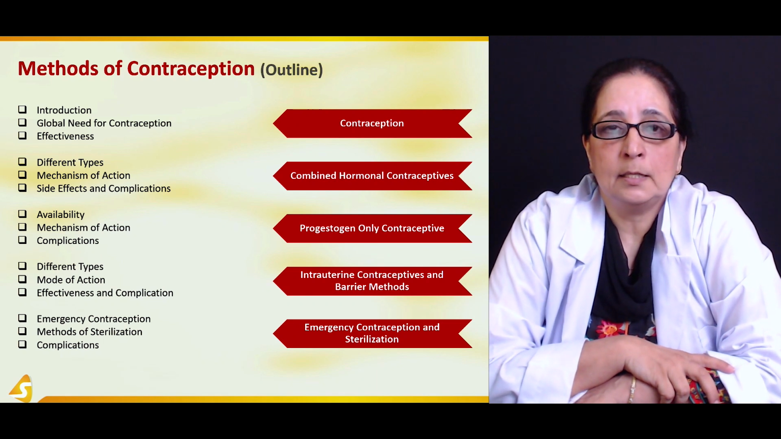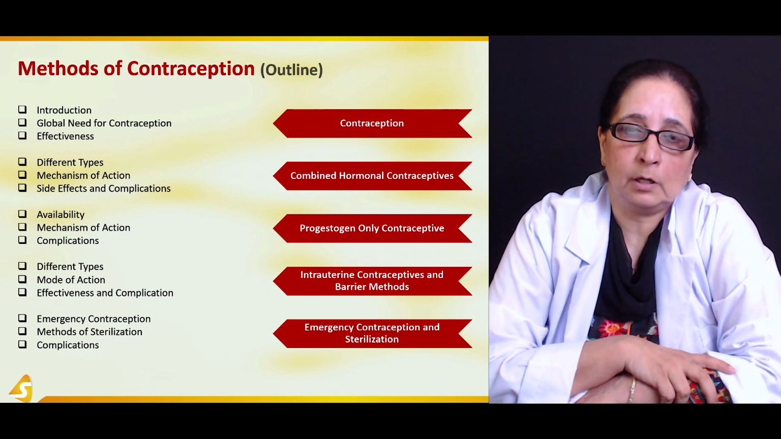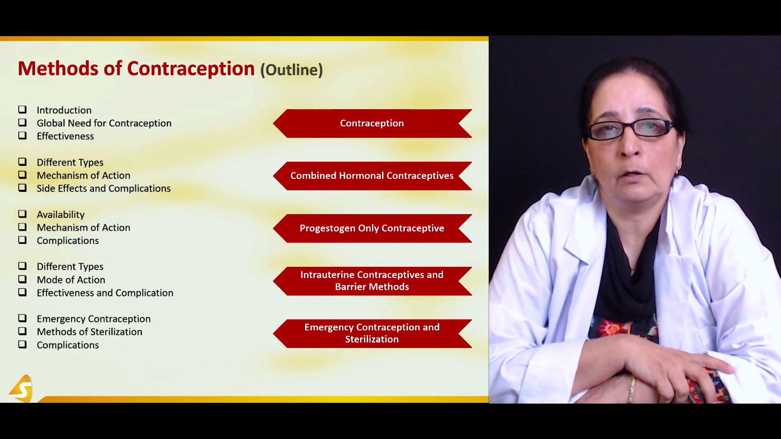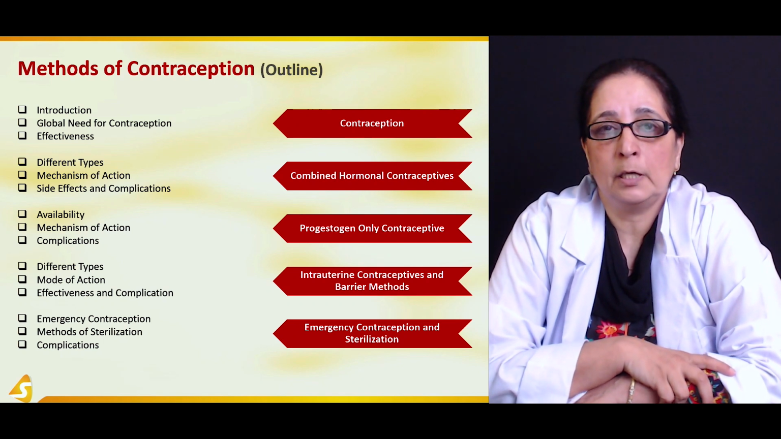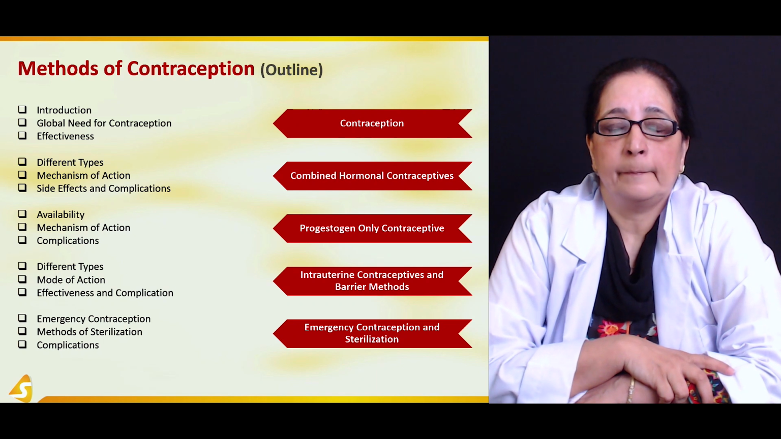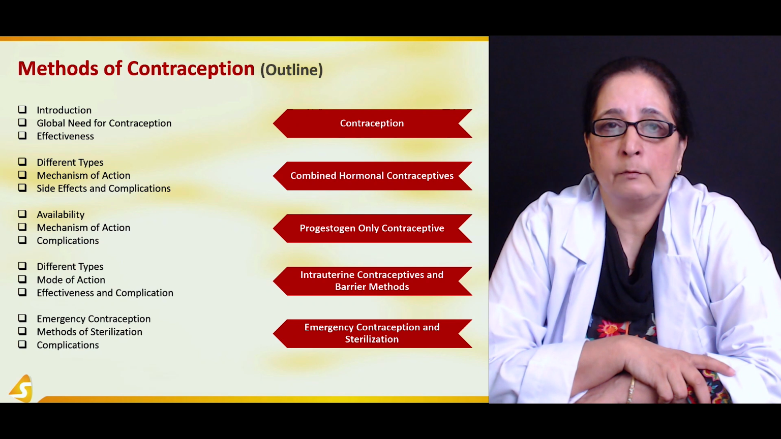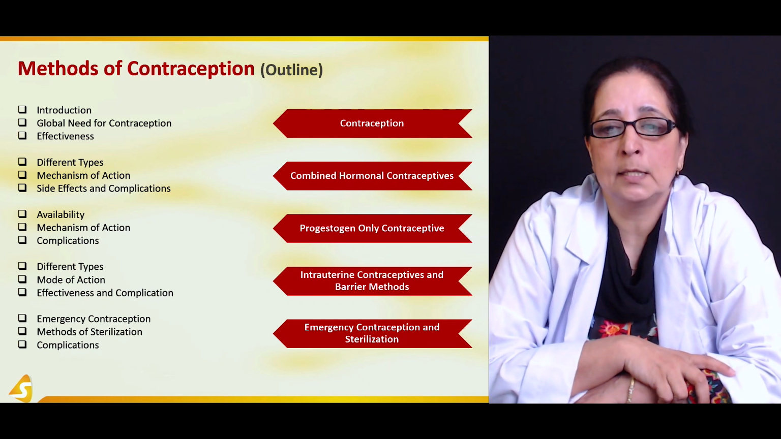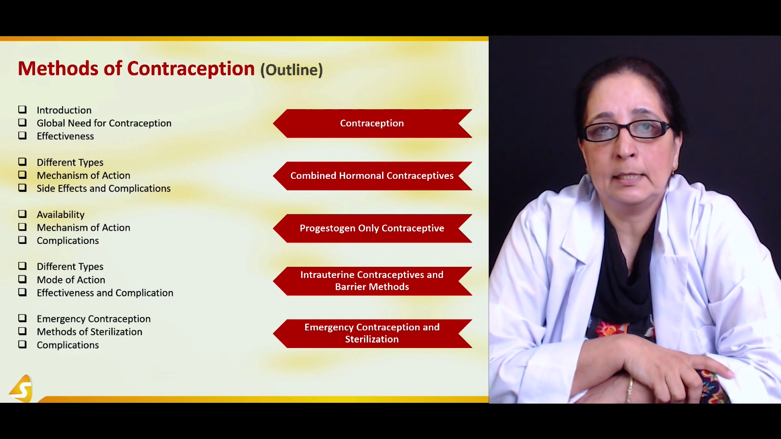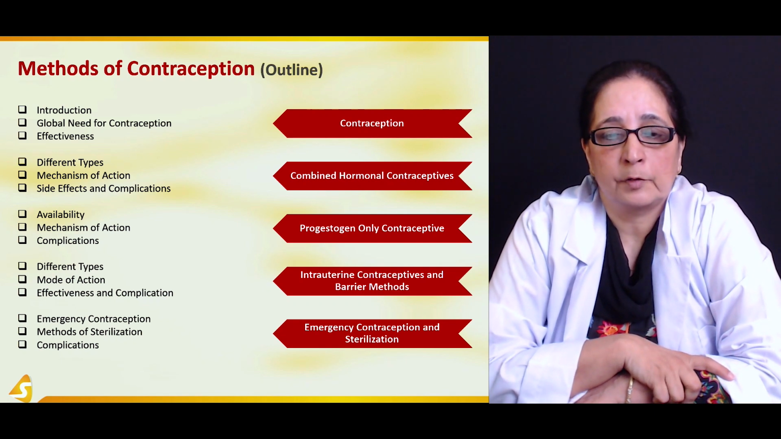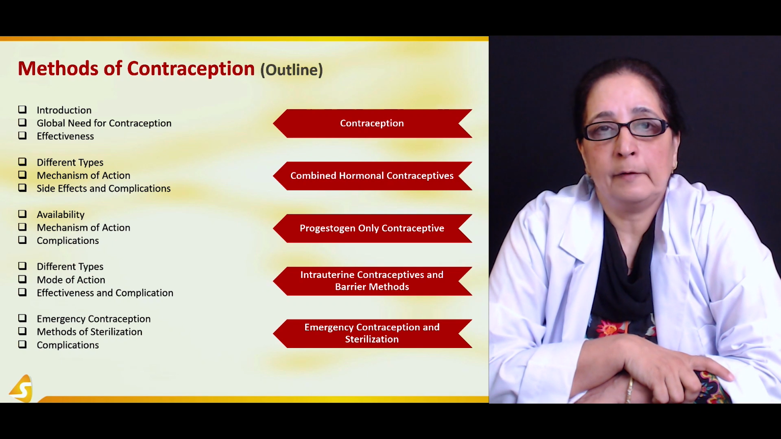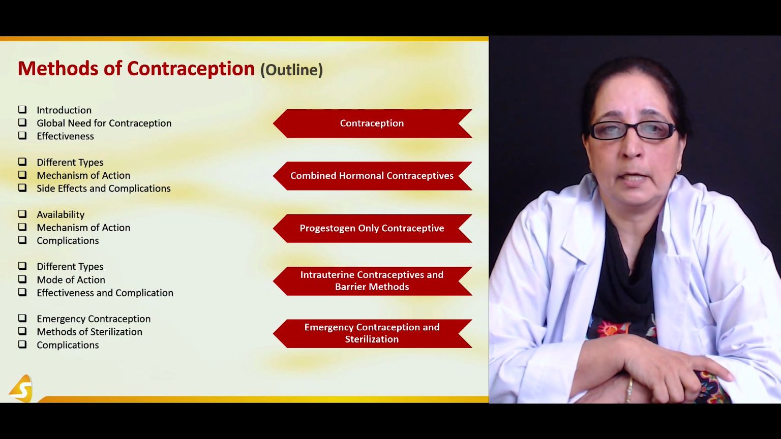And then the sterilization method, which is the permanent method of contraception, in which the fallopian tubes in females and the vas deferens in males are ligated, which leads to permanent contraception. So all these 5 sections, we will discuss them in this lecture.